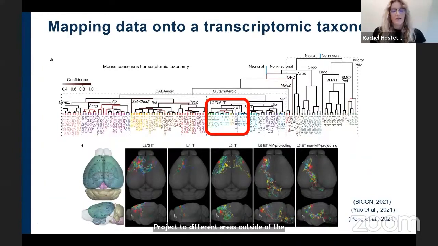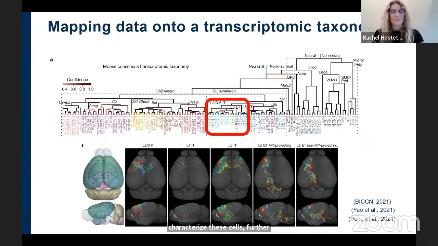And so, again, by doing these other experiments on top of our transcriptomic experiments, we now have a much richer and much fuller picture of the identities of these cells, because we know that not all IT cells project to the same area and not all ET cells project to the same area. So by doing these additional experiments, we can really characterize these cells further.